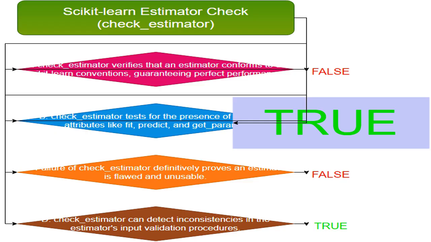This is false. A failed CHECKESTIMATOR doesn't mean the estimator is entirely useless. The failure might indicate minor issues that can be easily fixed, rather than fundamental flaws. It's like finding a small crack in your cake pan. You might be able to fix it, rather than throwing the pan away.